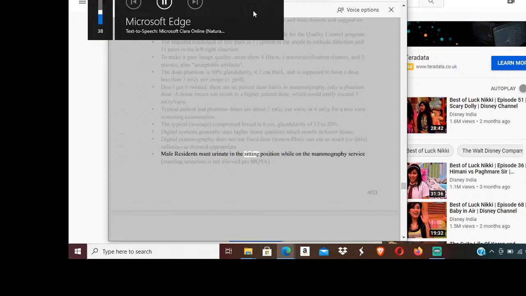Male residents must urinate in the sitting position while on the mammography service. Standing urination is not allowed per MQSA.